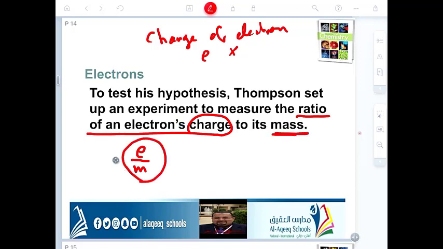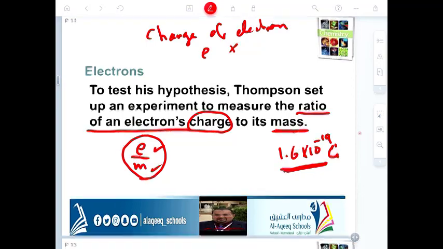But he couldn't measure the charge only, which is now known as 1.6 times 10 to the power of negative 19 coulomb. But he didn't measure this. He was planning to measure it, but he couldn't. But from his equation, he measured the ratio between this charge and the mass. That's what he achieved in his experiments.